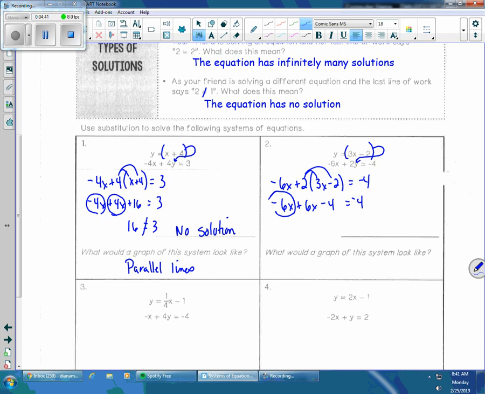So I've got negative 6x plus 6x. I'm going to combine those like terms, and I'll have negative 4 equals negative 4. And that is true. Negative 4 does equal negative 4. So any number, any ordered pair that is going to make one equation true will also make the other equation true. And we say that there are infinitely many solutions.